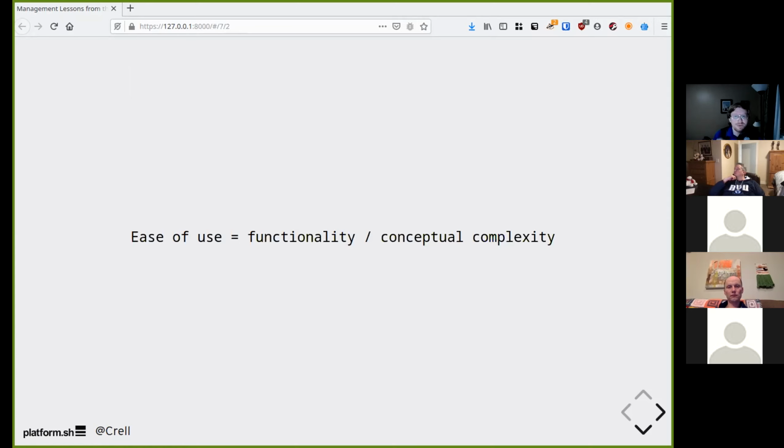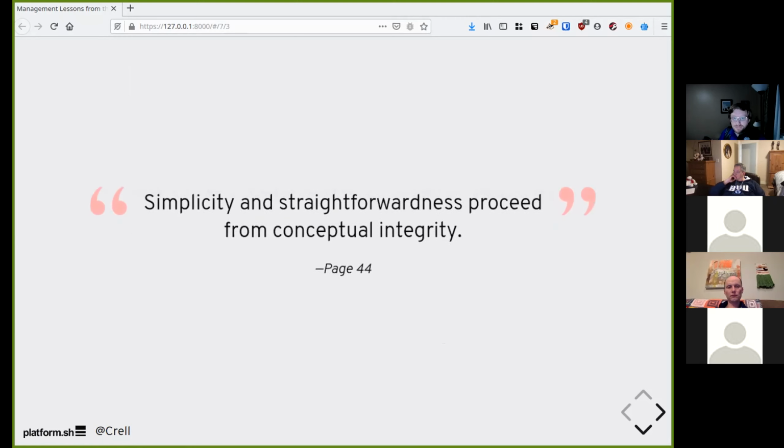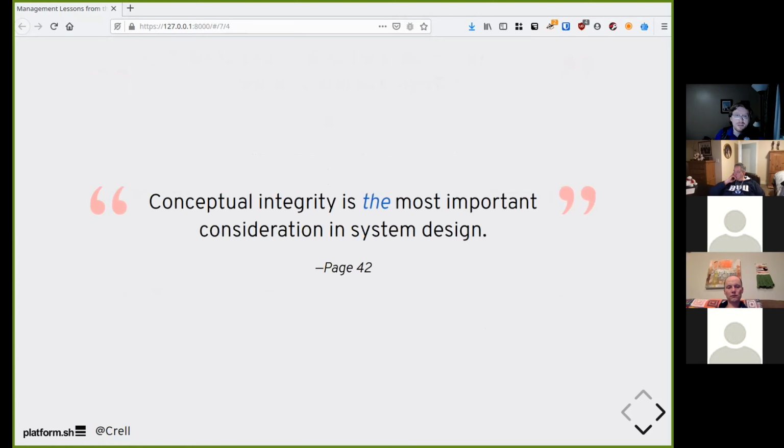But this means you need to keep your conceptual complexity as simple as possible. Simplicity and straightforwardness proceed from conceptual integrity. In fact, Brooks goes as far as to say conceptual integrity is the most important consideration in system design. It is better to have a consistent design than more features. See also the first iPhone.